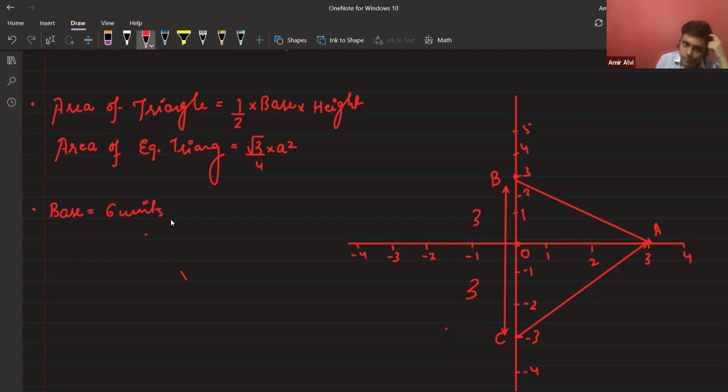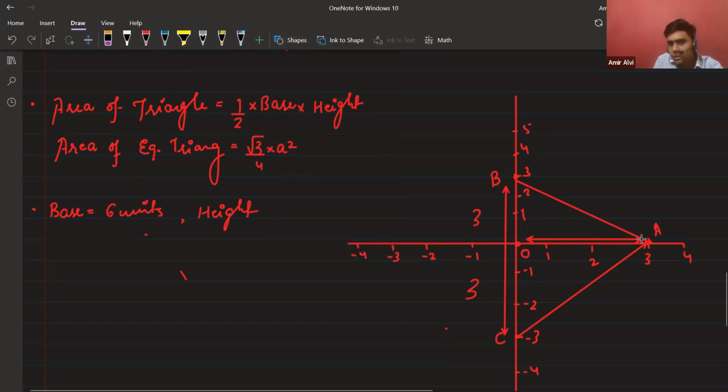Yes or no? Now we have to find the height. Now Simran, tell me, this is the height. Base is this, so this would be the height. What is the height of the triangle in units? 3. Very good. 3.